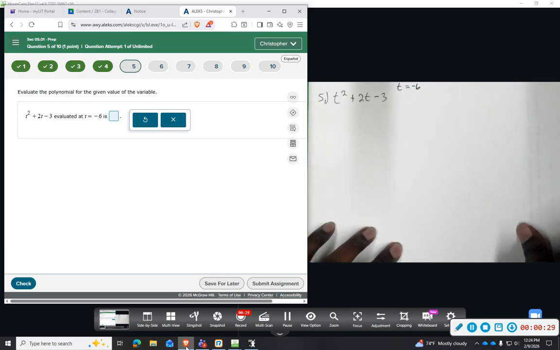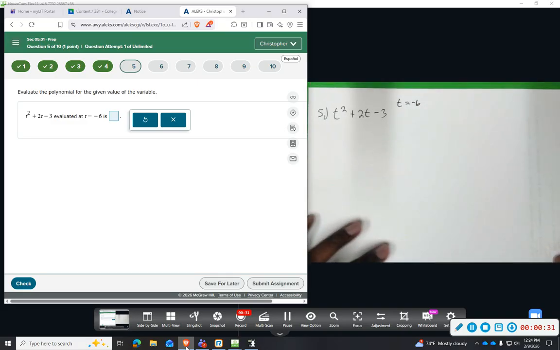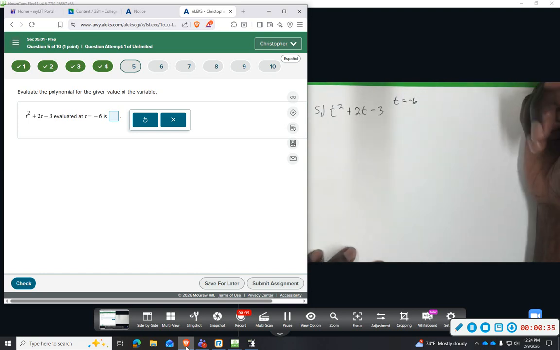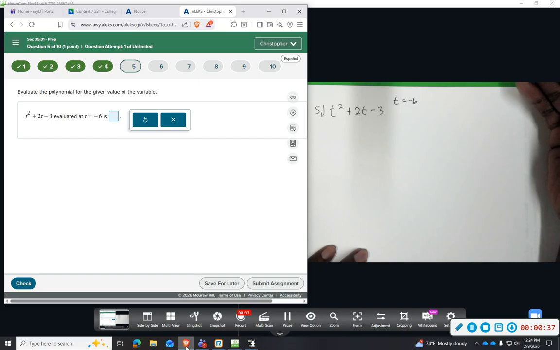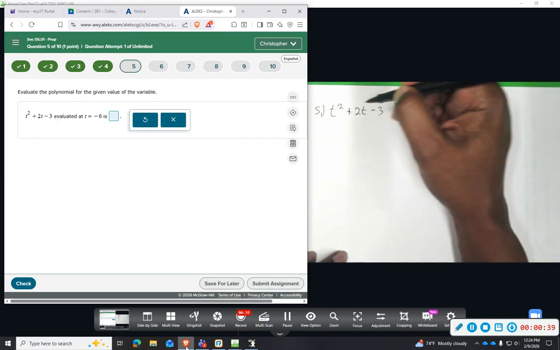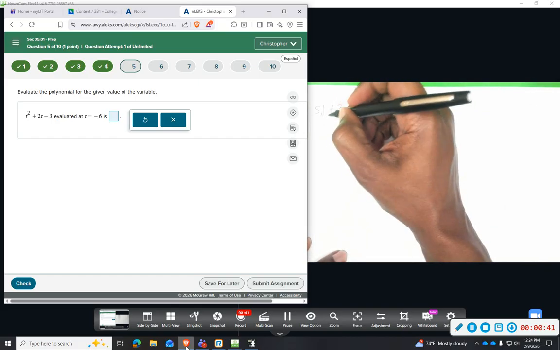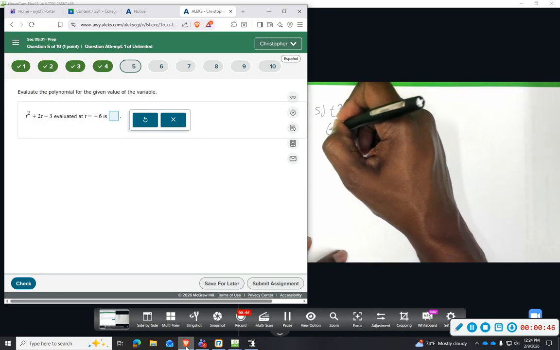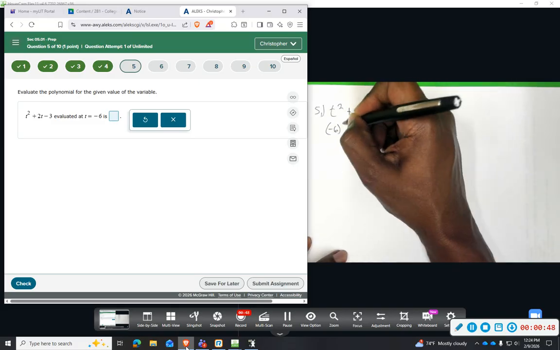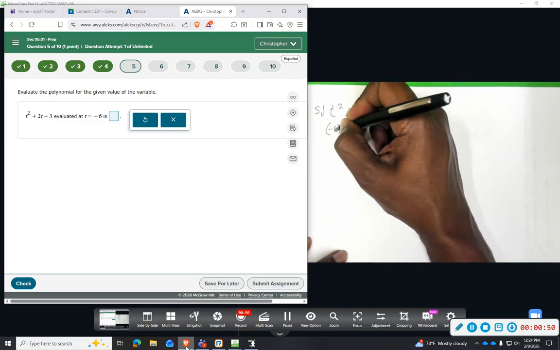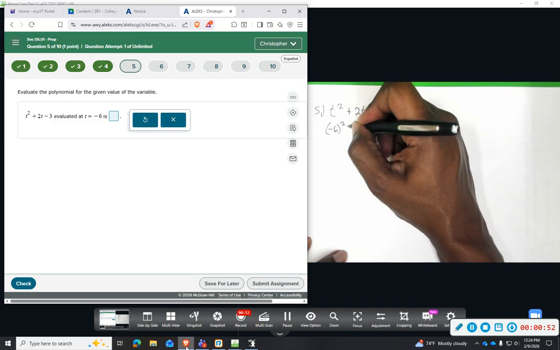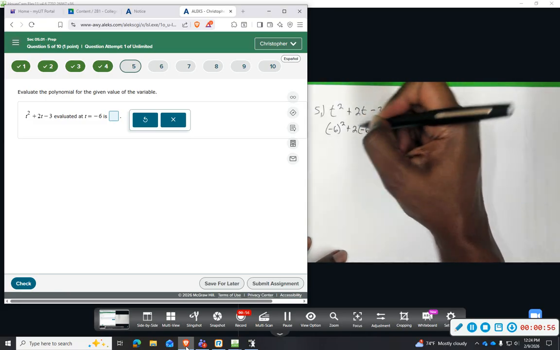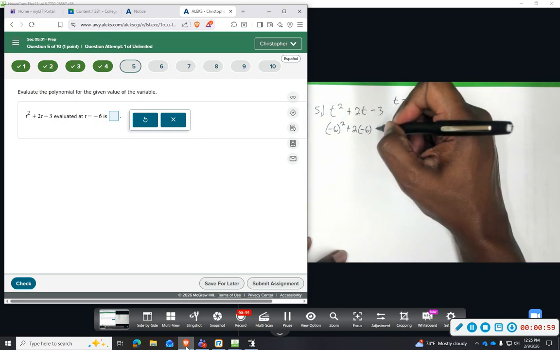All right, so I want to show you two methods. One I like a little bit better, synthetic division. I will use that more likely moving forward, but you can do this a number of ways. We're going to replace the t with the -6. That's the way they want you to do it, or one method. So the t is a -6, it is squared, plus 2 times -6. You just plug that in for every t, and then minus 3.